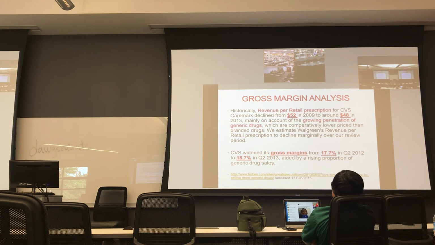Whether one's doing 10 million and one's doing 10 billion, they should all have about the same margin. And then again here, CVS widened its gross margin from 17.7% in quarter 2 of 2002 to 18% in quarter 2 of 2003. So they're looking at it year to year, and it went up 1 point, and they talk about it like they widened it, and it's proportion of generic drugs where they can make a higher margin. So see, they're just saying 1 point was worth mentioning, and then the difference.